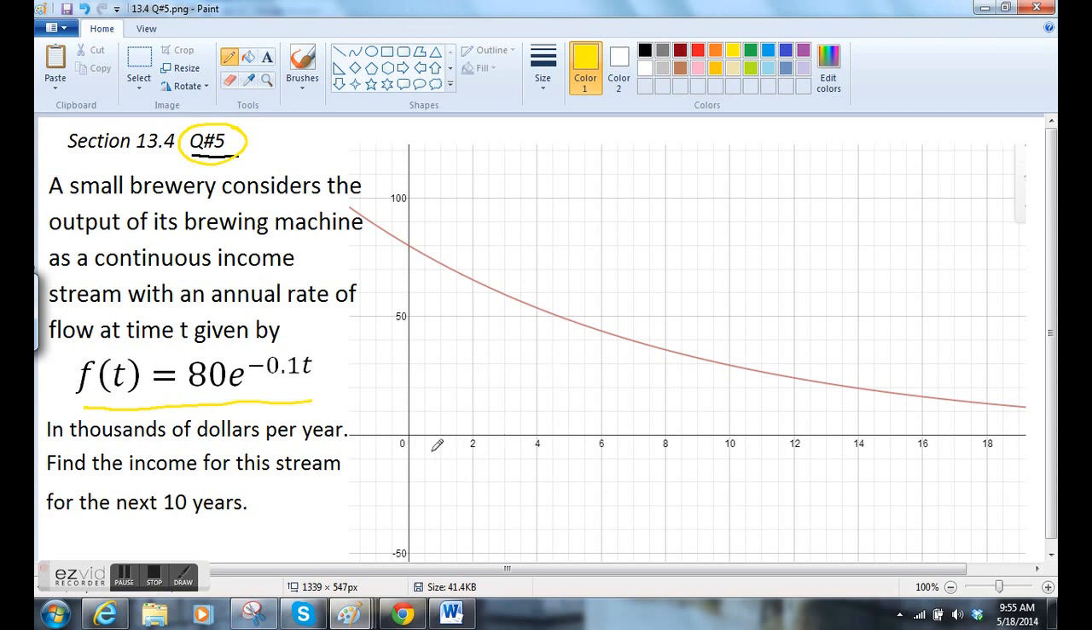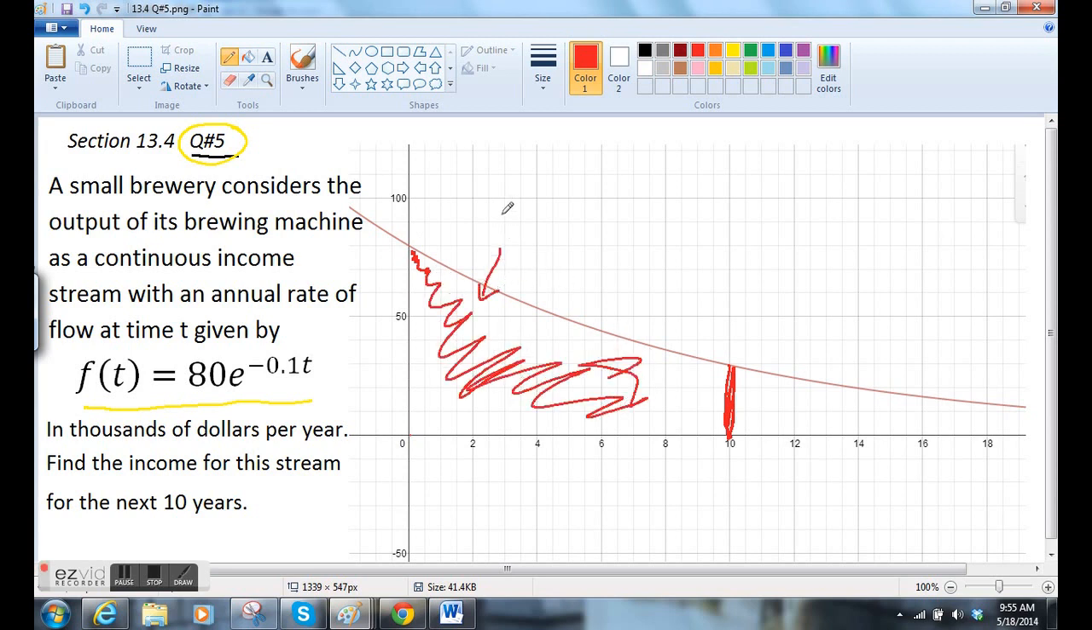So here's our graph. I drew the graph here for you. And we're looking for the income stream from 0 to 10 years. So we basically want to find the area under this curve. That's going to be our income. What is that income? We wonder.